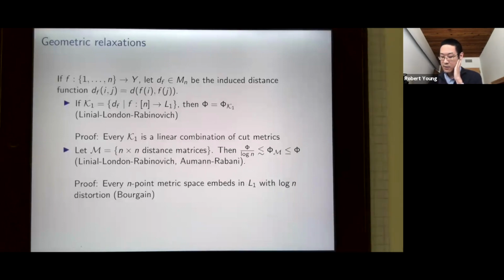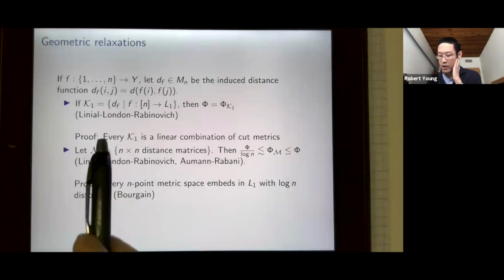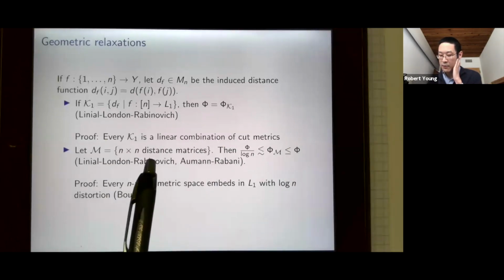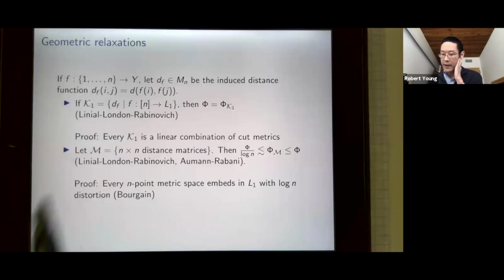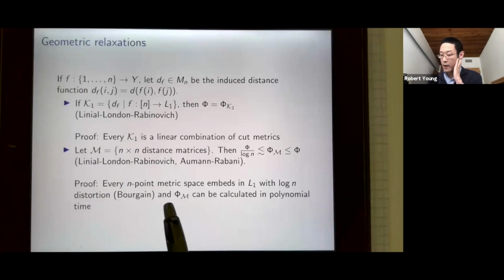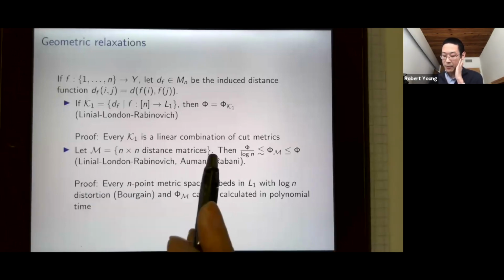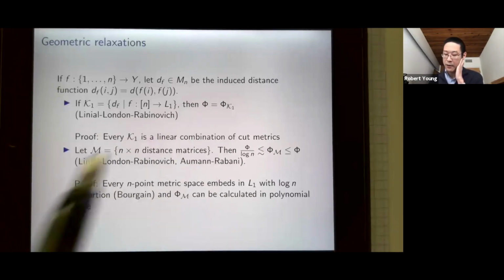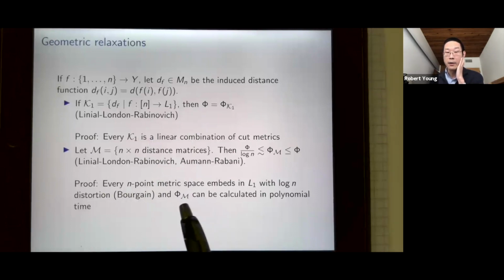How can we do better? Well, we can maybe do better if we can find some subset of the distance matrices that contains all the L1 metrics. Furthermore, the minimum over all the metrics can be calculated in polynomial time by linear programming. How can we do better? We want to find some subset of the set of distance matrices that contains the L1 metrics, and so we can still calculate the minimum over that set in polynomial time.